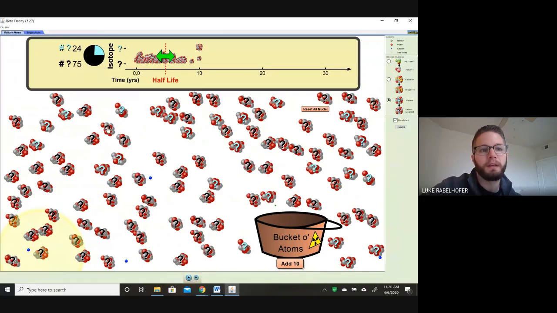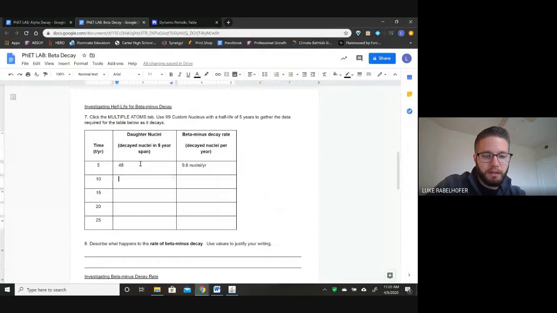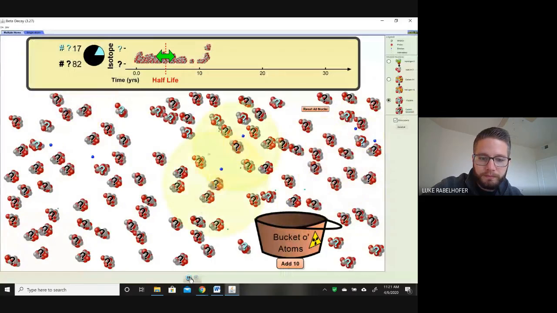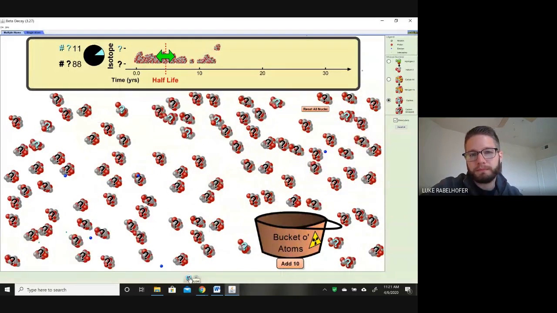And about there. Okay, so now we have 75 that have decayed. So we're going to go over here. We're at 75. And now we do 75 divided by 10 years now. 75 divided by 10, and that gives us 7.5 nuclei per year. So notice the rate has gone down now on average. Now let's do 15 years. And pause right there. Now we have 89 that have decayed and only 10 left.